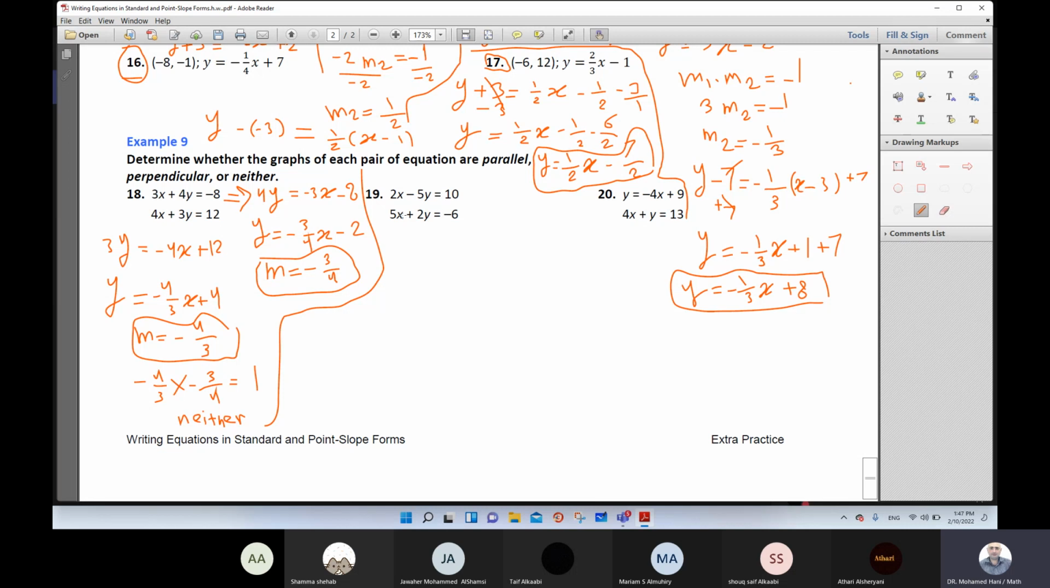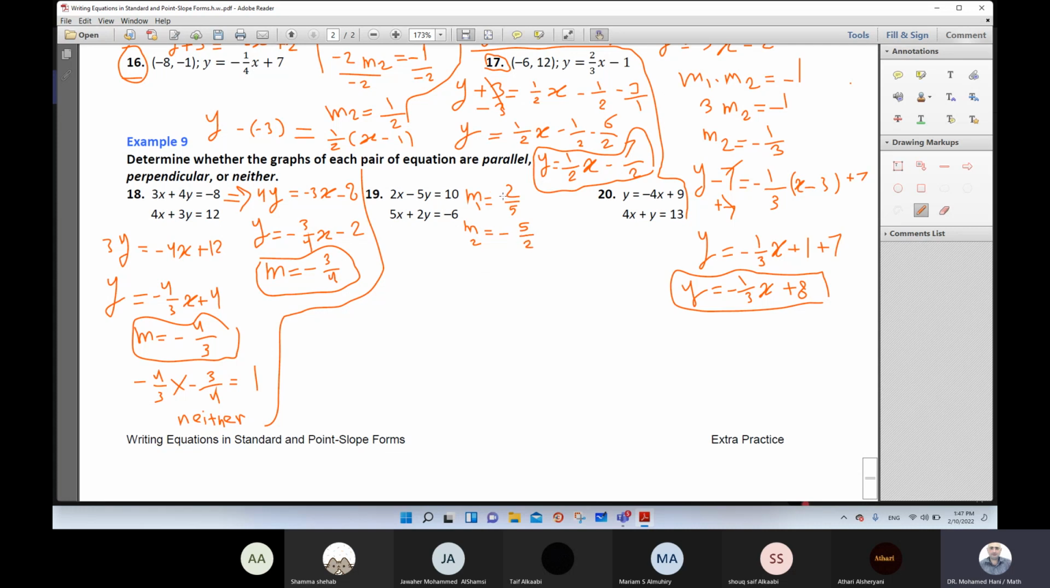Okay, check with me, please. From the first equation, we will find the slope m equal 2 over 5. And from the second equation, you will find here the slope equal negative 5 over 2.